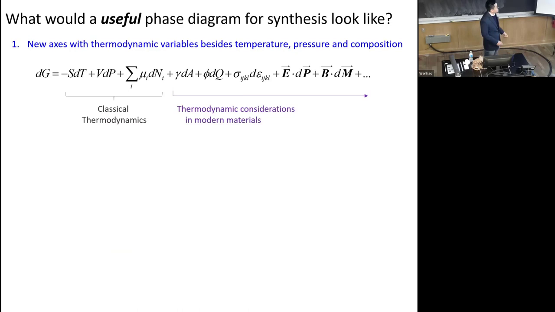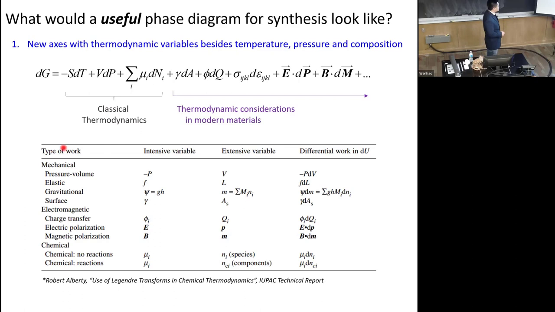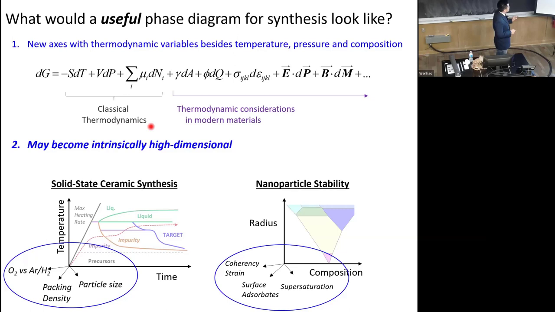But in fact, there are many other variables that also do thermodynamic work, right? We have elastic work, like stress-strain work, or surface energy times surface area, or electromagnetic work, like charge transfer, voltage times charge, or the electric polarization work, magnetic polarization work. There are many forms of work that I can apply to a material that are not accounted for on thermodynamic phase diagrams. And when we take into account some of these extra forms of work, that naturally pushes a phase diagram into higher dimensional spaces, right?